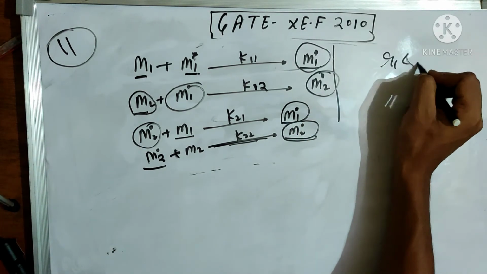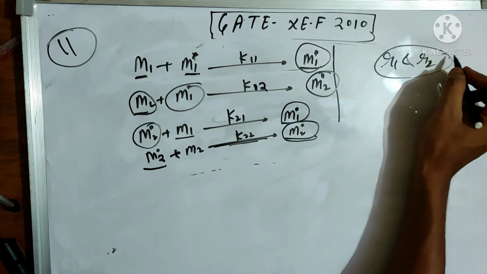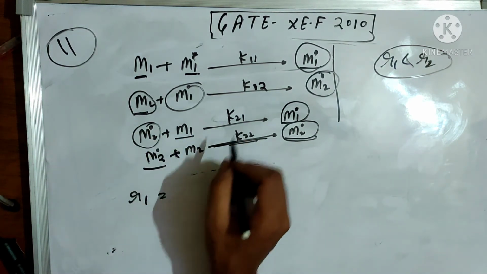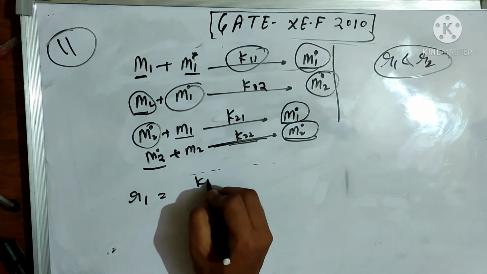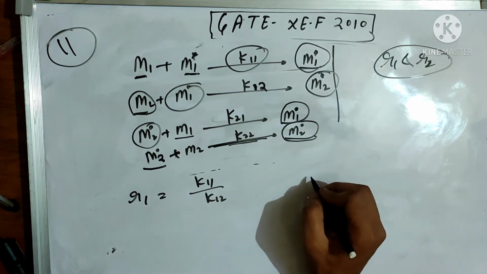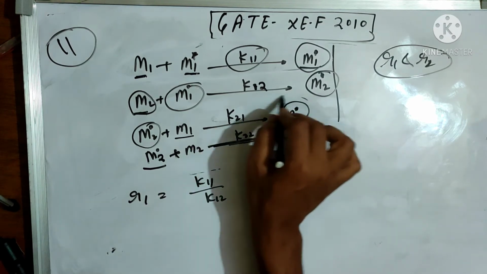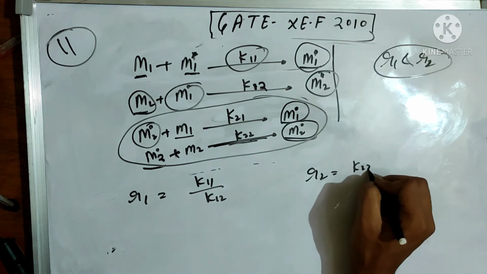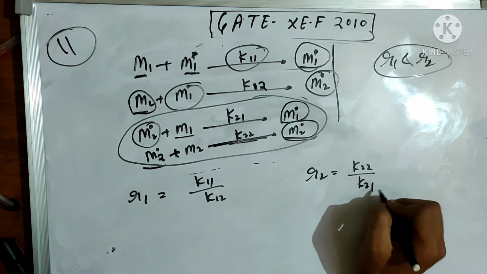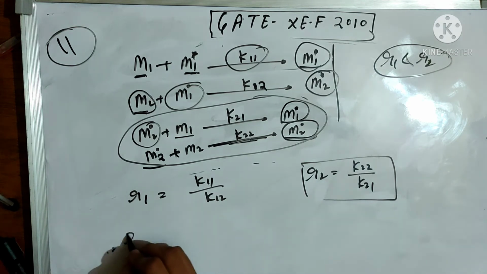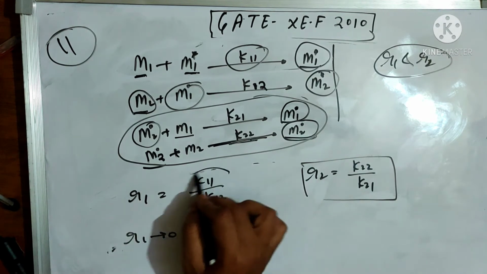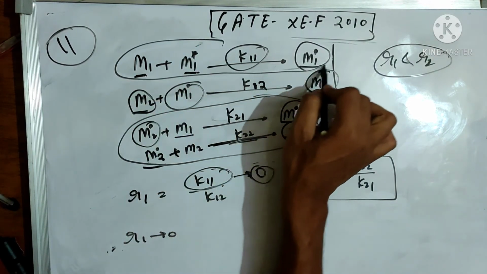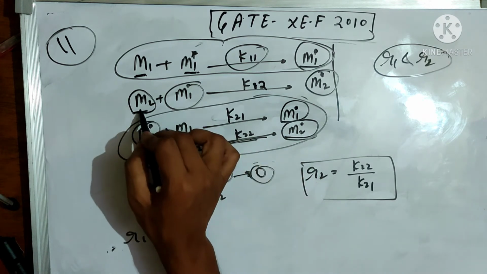Let R1 and R2 be the monomer reactivity ratios. Then R1 is equal to K11 divided by K12, and R2, the monomer reactivity ratio of this reaction, is K22 divided by K21. In the question it is given that R1 tends to 0 only when K11 tends to 0, which means this reaction is not completed. Only this reaction is completed.